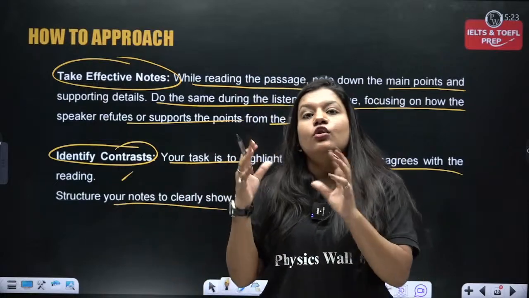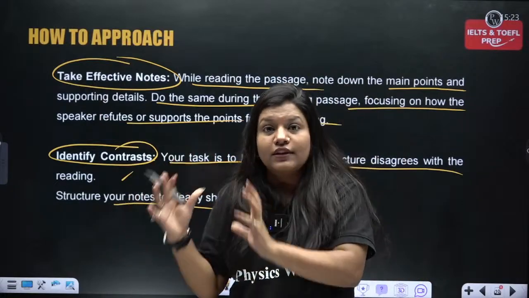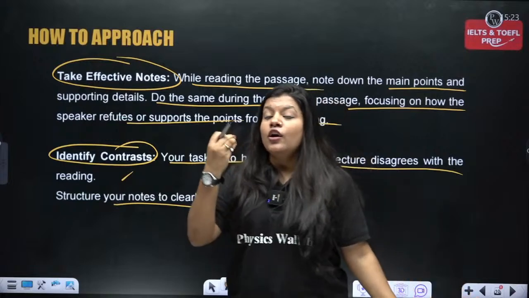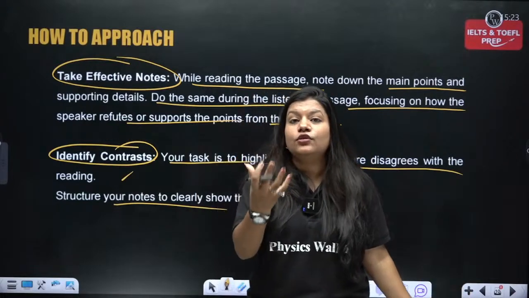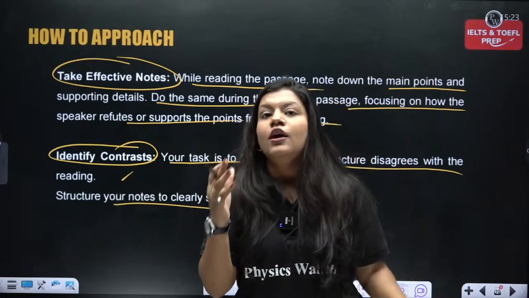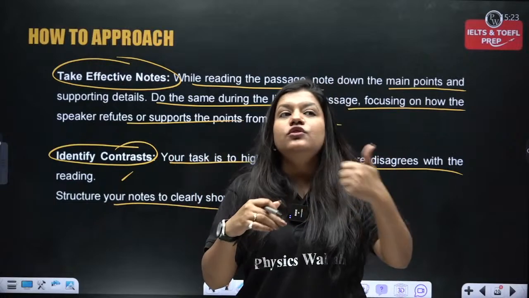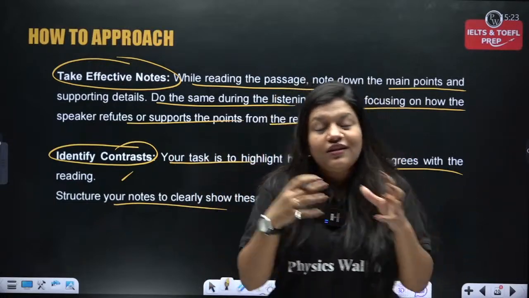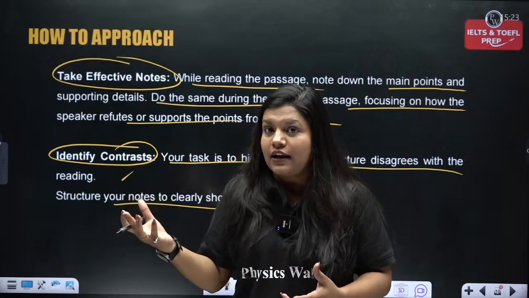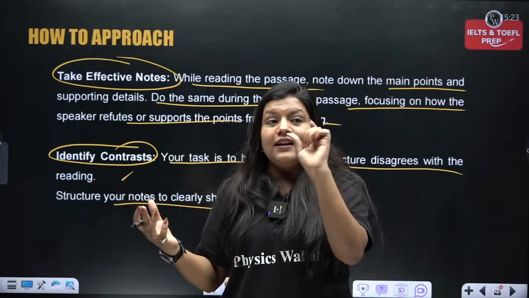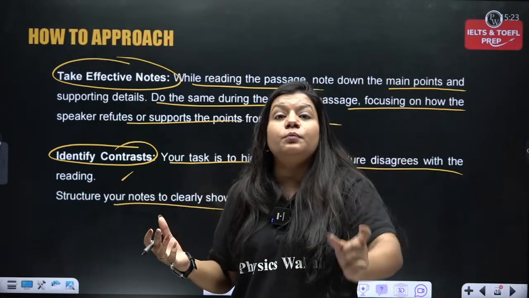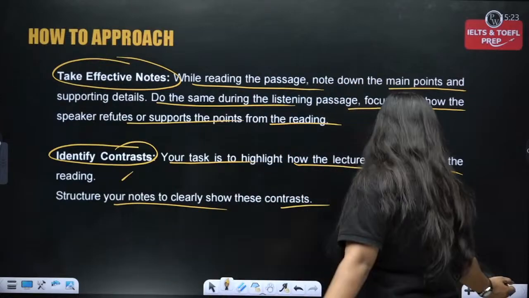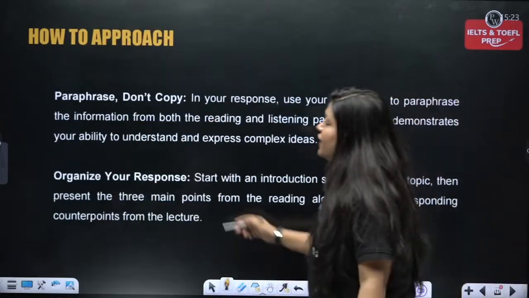Make sure you have a good range of connectors with you all the time. Connectors or cohesive devices bring a sense of clarity in your responses. So make sure you use them instead of just using "and" and "but" all the time. Try to restrain the usage of conjunctions and try to enhance the usage of connectors. That will give you the exact word which is related to your response transition. Okay. Now, so yes, paraphrase, don't copy.